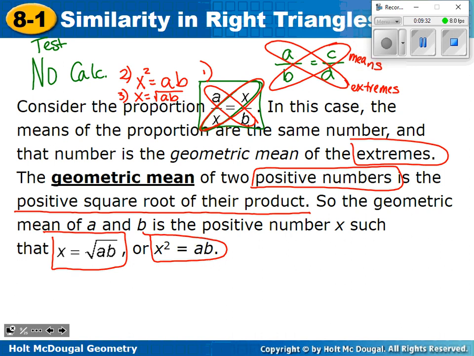Okay? So for example, if I had a problem where they gave me 3 over x equals x over, let's say, 6. You could do x squared equals 18, or you could just go straight to x is going to be equal to the square root of 18, because we know it's going to be the square root of their product. And then what is the square root of 18? 3 square roots of 2. Okay, but only the positive.